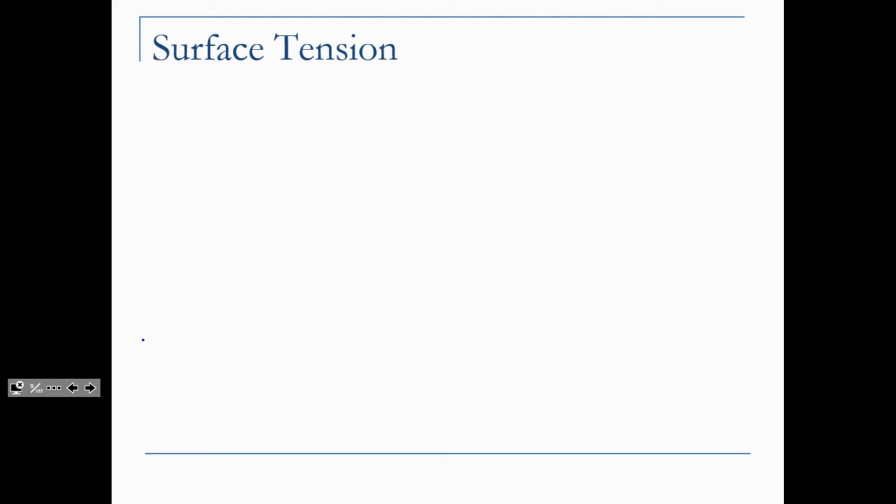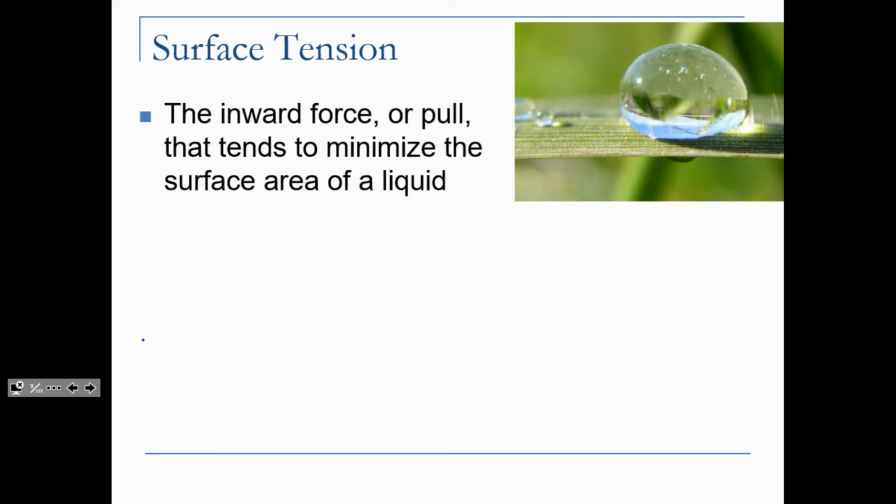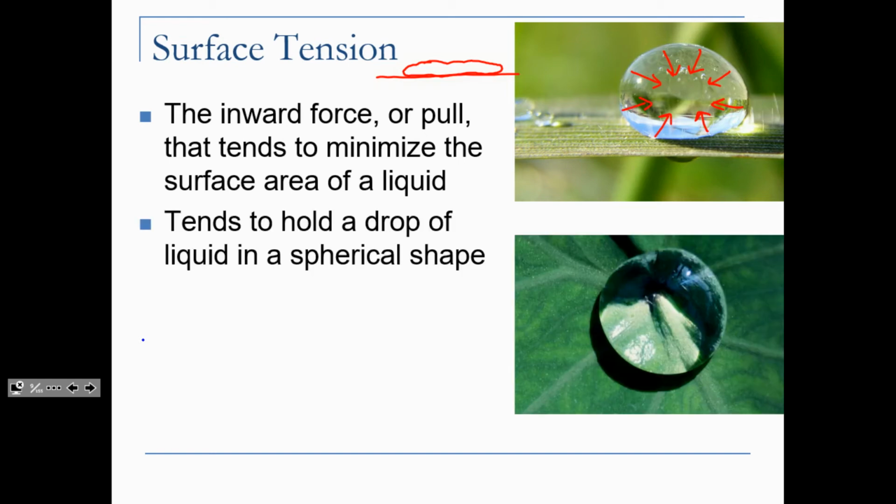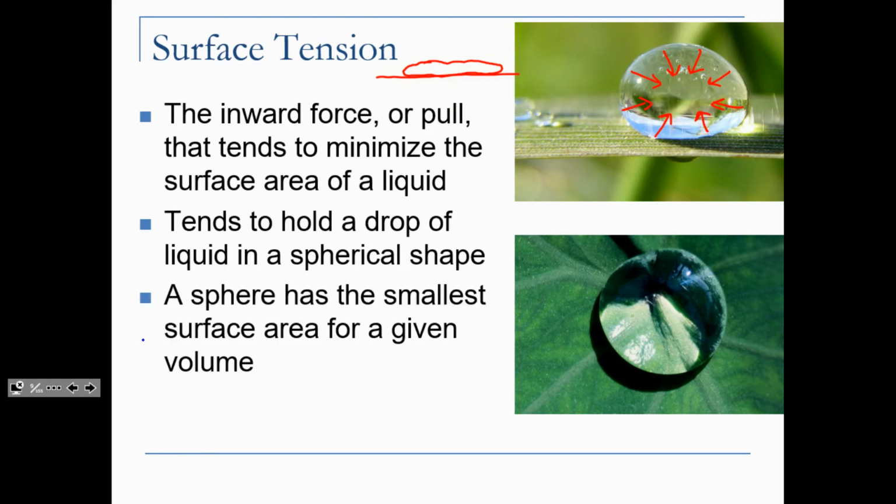Water, as you may know, has a high surface tension. Surface tension is the inward force or pull that tends to minimize the surface area. So if we didn't have strong surface tension, a drop of water on a table may look something like this. But instead, we have this strong inward pull called cohesion of the water molecules, which pulls in to a droplet form. And because of that, we have a spherical shape, because that is the best surface area to volume ratio.